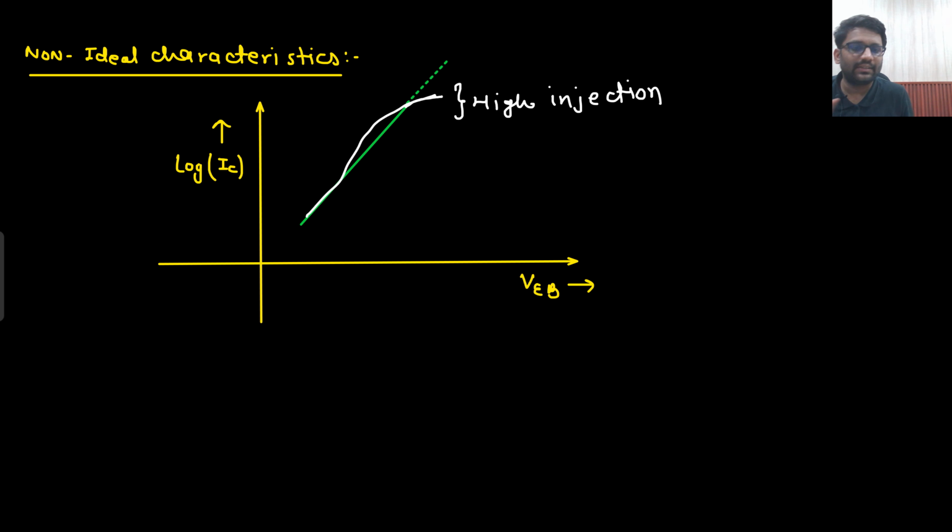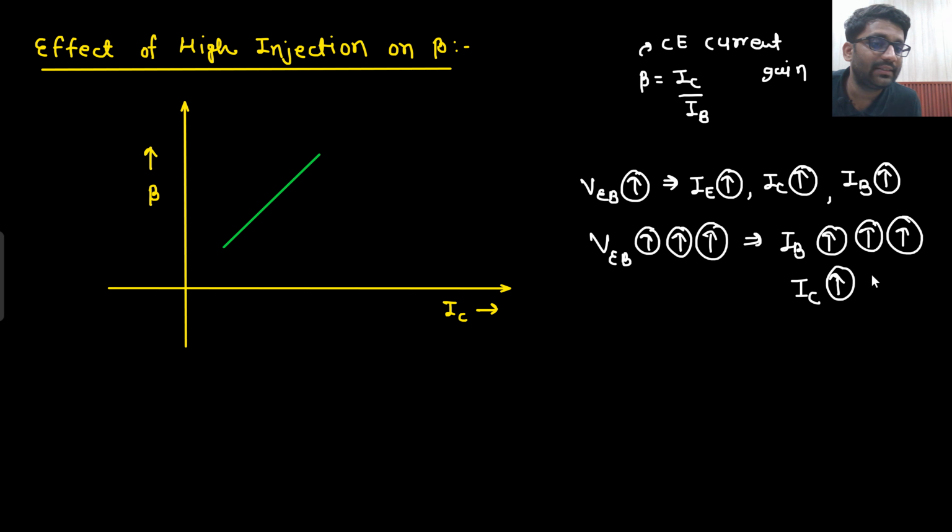The graph is always increasing; the graph is not decreasing. Although I am increasing, I am not increasing by that much. If IB is increasing by 3 times, then IC is increasing only by 2 times. So this one is increasing less, but this one is increasing more. So what will happen with beta? Beta will go down. After a certain time, beta will start going down.